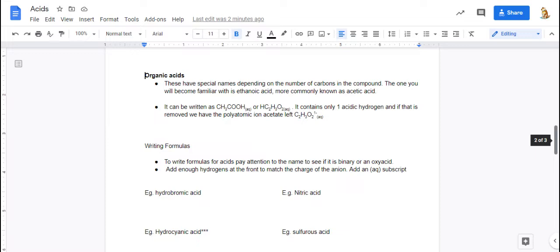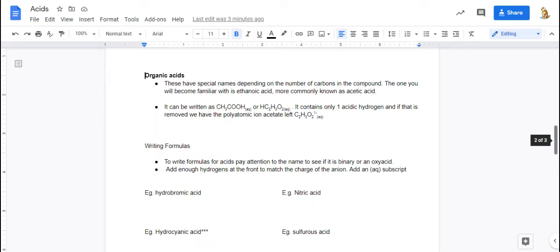It can be written as CH3COOH or HC2H3O2 or CH3CO2H, all with an AQ. It contains one acidic hydrogen, and if that is removed, we end up with a polyatomic acetate ion left over. And that's C2H3O2, 1 negative.